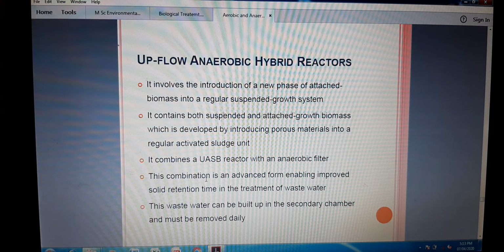This is one more, the upflow anaerobic hybrid reactor, which is not that important, but it is nothing but the hybrid reactor. It involves introduction of a new phase of attached biomass into the regular suspended growth system, and it has suspended and attached growth biomass, which is developed by introducing porous material into the regular activated sludge unit. It combines a UASB reactor with an anaerobic filter. Understood?